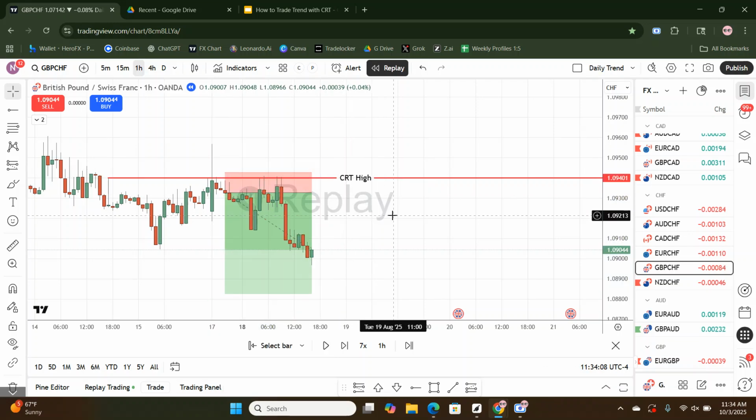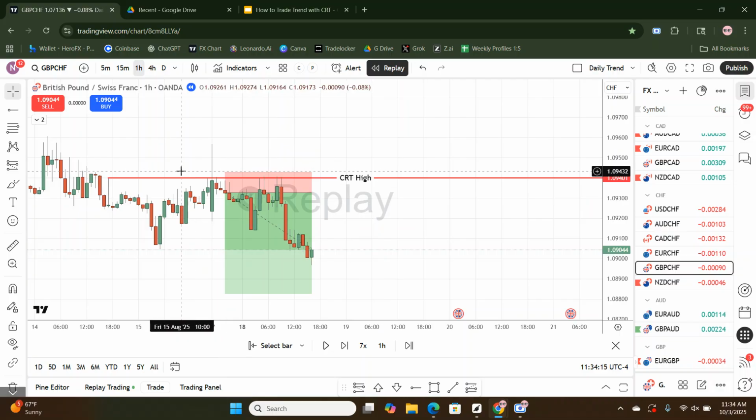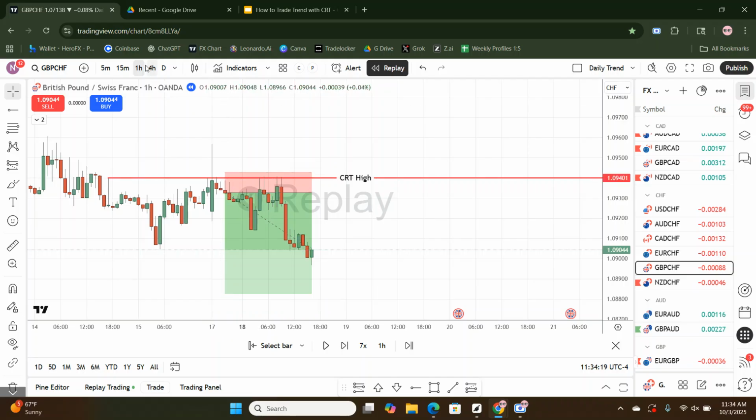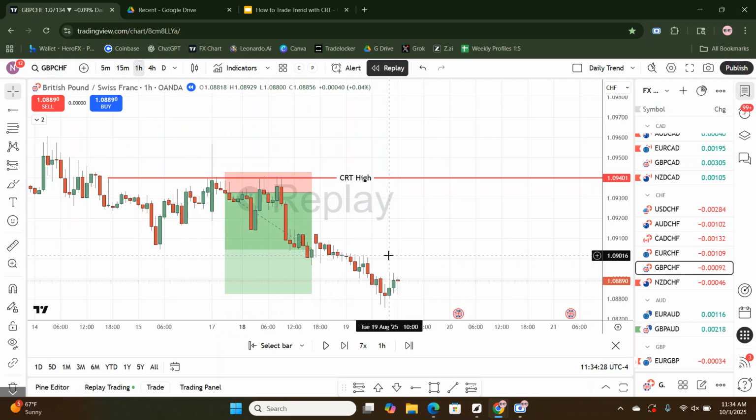10 pip stop loss, 50 pip take profit, because 10 pips is outside of the range. So your stop loss can just go outside the range because we believe that price will stay below the prior day high if we're short. And we'll go forward a few more hours. And as you can see, take profit did hit on Tuesday at about 10 a.m. Okay, so that would have been a long hold.